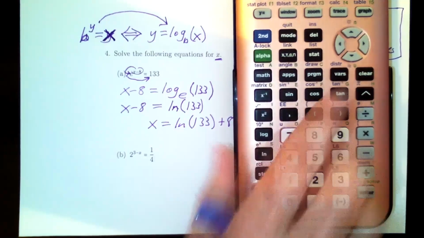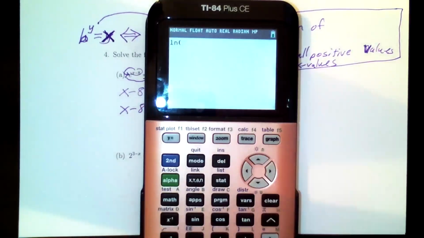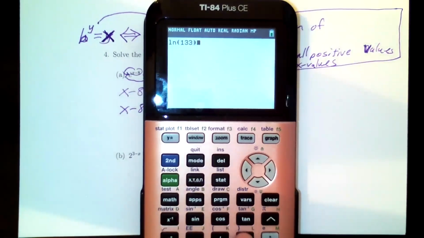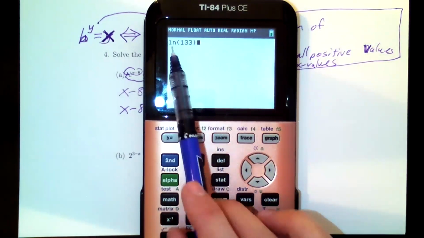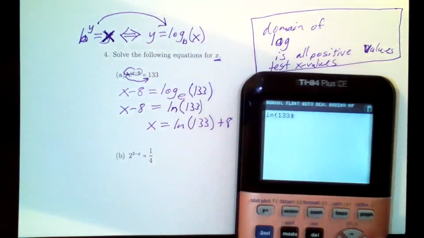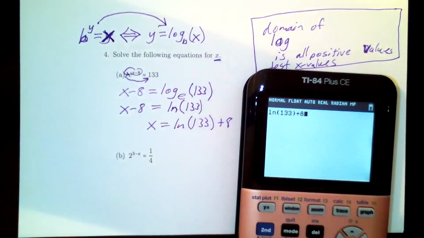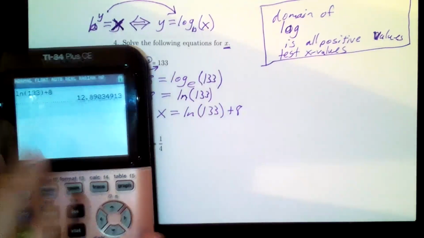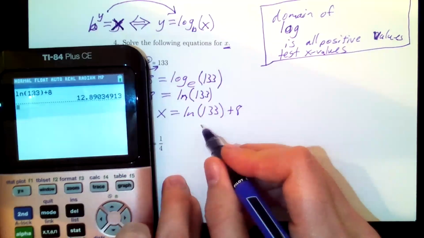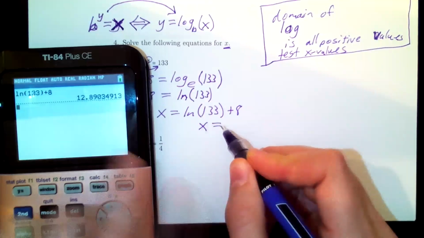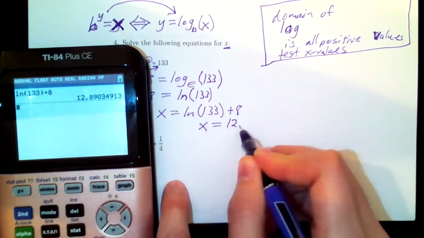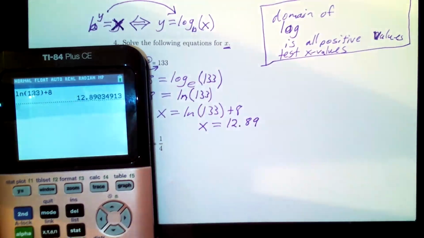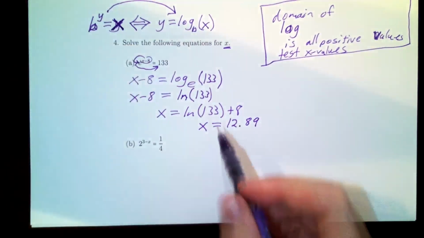So we're going to punch this out. We hit ln, and then I put 133. Make sure that you close the parentheses. This is saying the 133 is inside the ln, like it is here. And then we put plus 8, and we press enter. And this is what we get for our x value. In your homework, it'll tell you how many decimal places to round, but for here, let's round to 2 decimal places. We have x is 12.89. And there we go. We've solved for x.